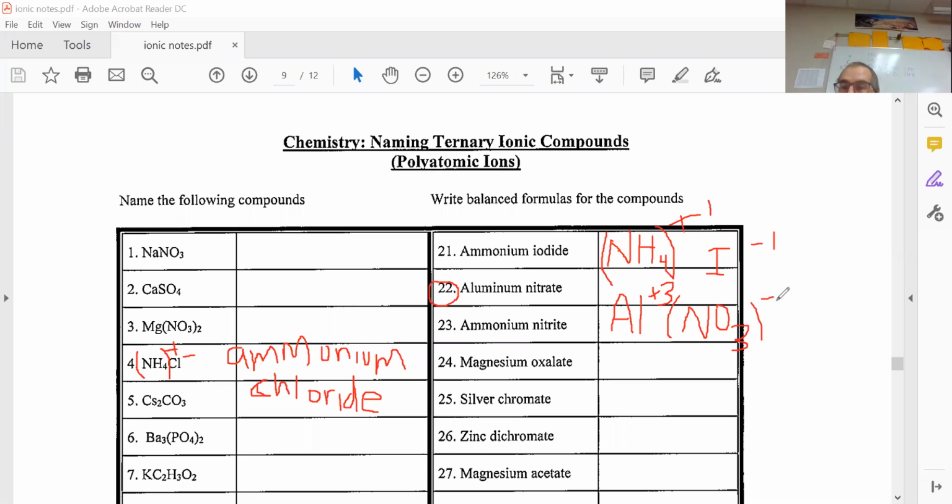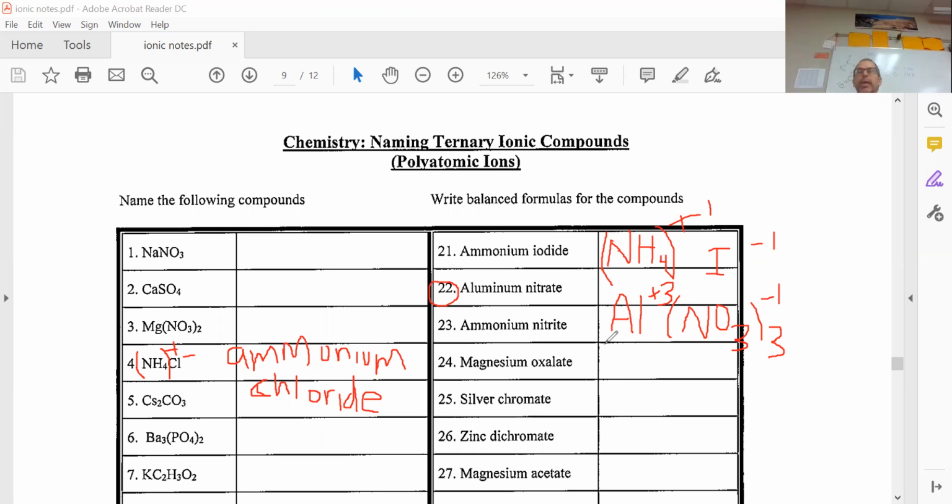This has a -1 charge. Remember, this 3 is not a balancer. I have a +3 and a -1, so I have to put a 3 outside the parentheses. Three groups of NO3 at -1 balance 1 aluminum at +3. Do I need parentheses? Yes. Otherwise, it'd be AlNO33, and it's not going to be 1 nitrogen and 33 oxygens. It actually ends up being 3 nitrogens and 9 oxygens, but we don't write it that way. We keep it as an ion like this. So that would be aluminum nitrate.